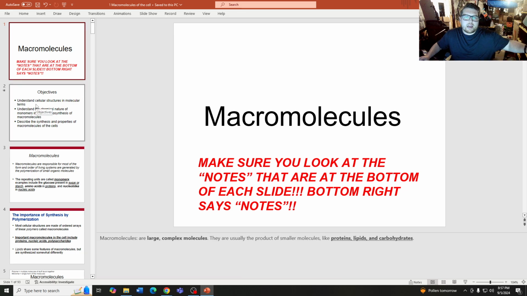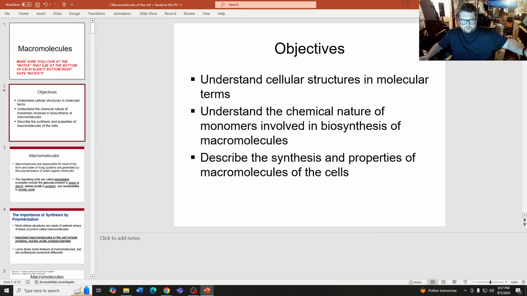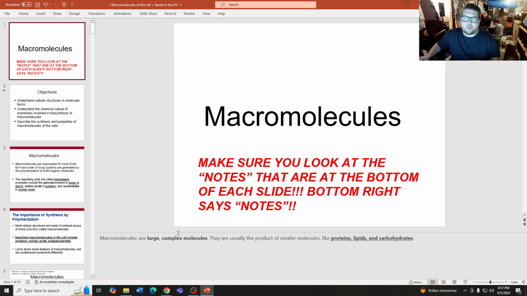Let's jump into macromolecules. Again, we talk about macromolecules. These are our large, complex molecules. We're mostly looking at the proteins, lipids, carbohydrates. All of those will eventually come together in different ways to build up and create bigger molecules, bigger structures, bigger things in the body. And we're looking at essentially the overall structure of the cell in this lecture.